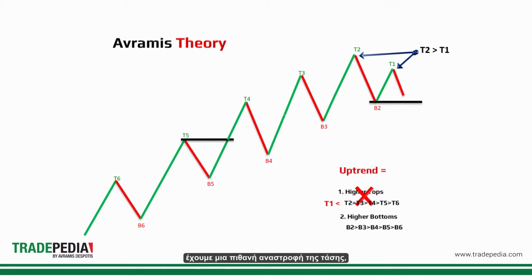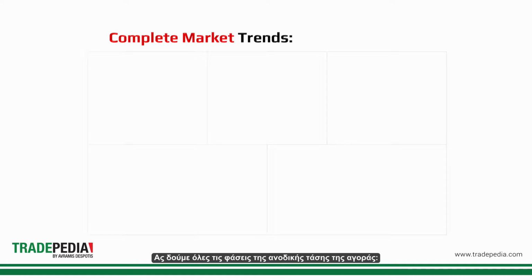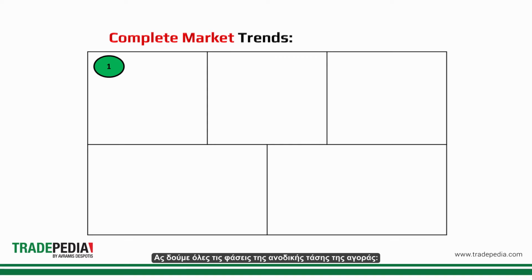In this case, we have a possible trend reversal, since one of our characteristics of the uptrend, the higher tops, has now been destroyed. Now, if the market is to break below the previous bottom at B2, that will signal the end of the previous uptrend and the beginning of a new downtrend. If we were to look at all the phases of the uptrend in the market, in pattern number 1, we have higher tops and higher bottoms, a confirmed uptrend in the market.